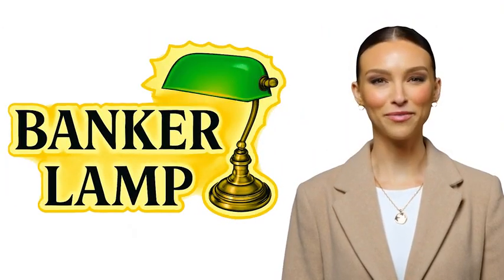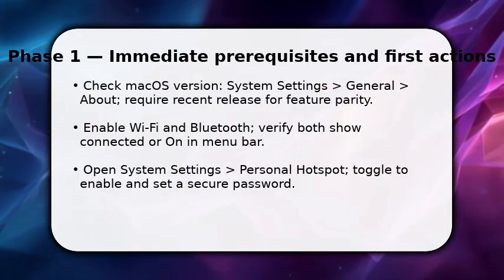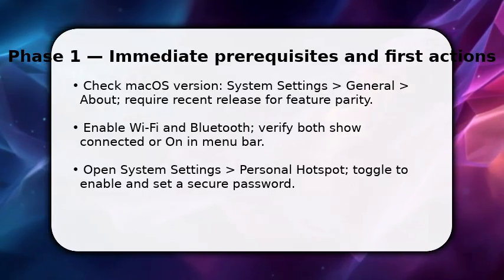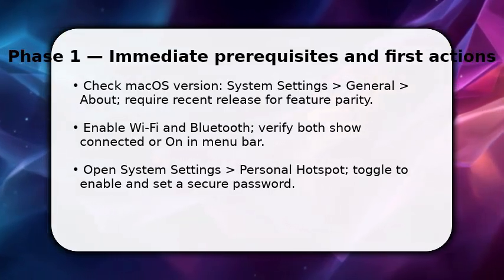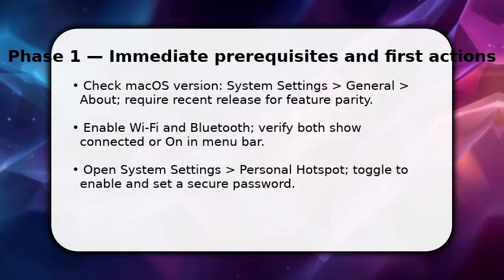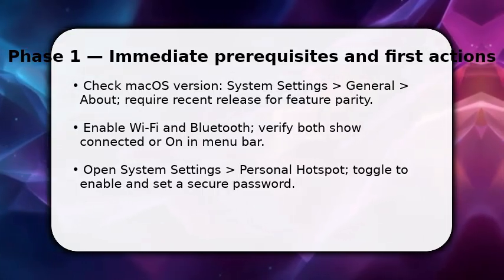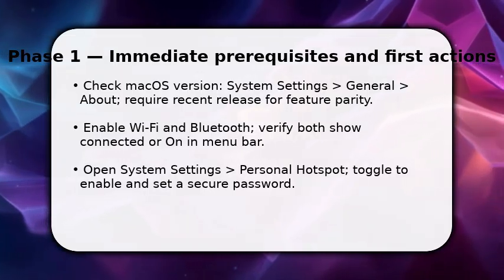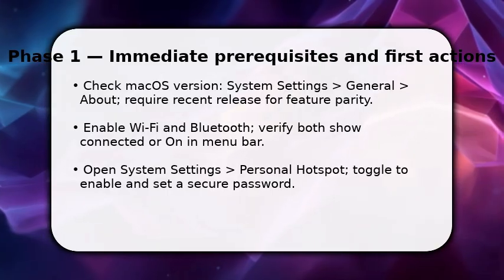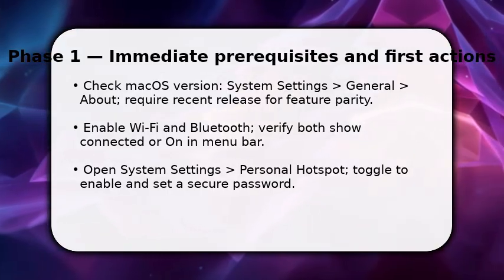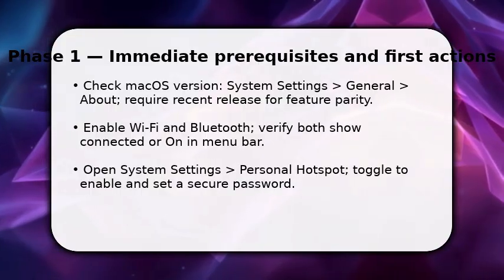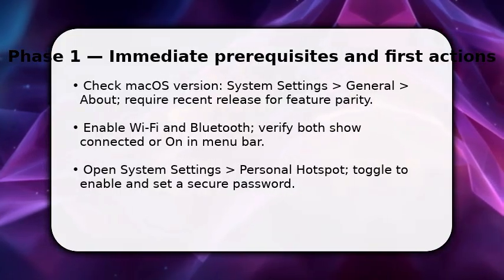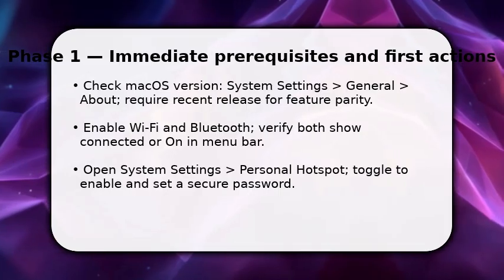Please enjoy the video. You'll start by confirming prerequisites and turning the feature on. First, make sure macOS is up to date. This prevents compatibility gaps. Next, enable Wi-Fi and Bluetooth so devices can discover your Mac. These are mandatory. Once done, open System Settings, go to Personal Hotspot and toggle it on, set a strong password, and choose whether to allow connections automatically. These steps get the hotspot broadcasting.